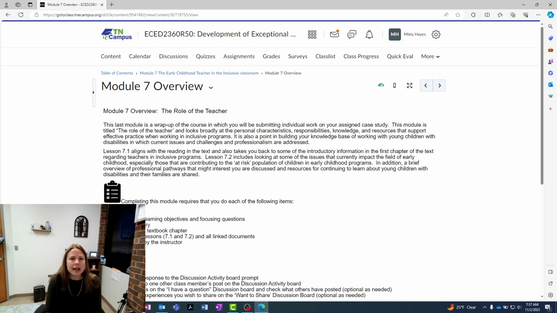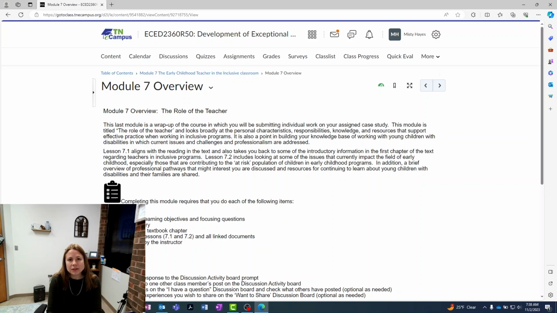What this is really looking at is personal characteristics, your knowledge of the content that you're teaching, of the standards from NAEYC, your responsibilities, what resources you have available to you, and really what you know, and collaborating with others in inclusive settings. Okay, so all the things that you've learned up to this point have been your building blocks to your knowledge. And really looking at the inclusive classroom of working with those students with disabilities, right? So looking at any challenges and issues we have.